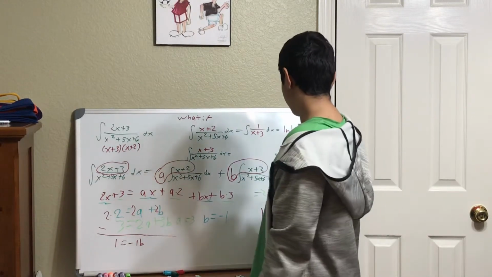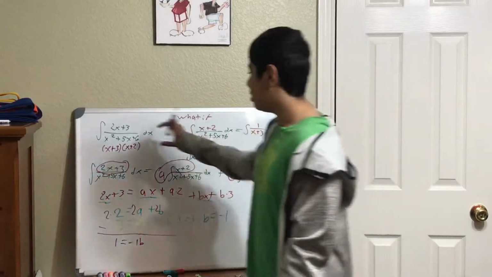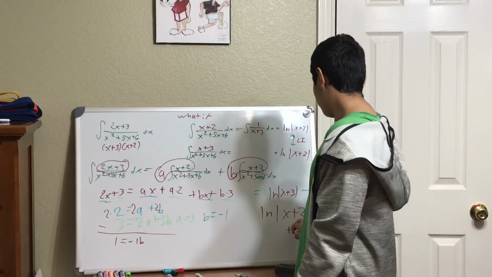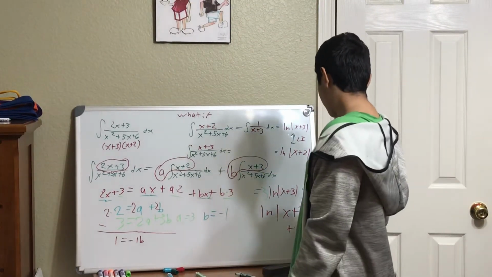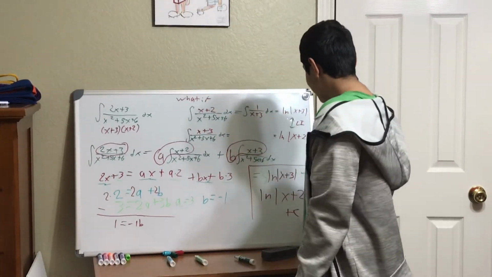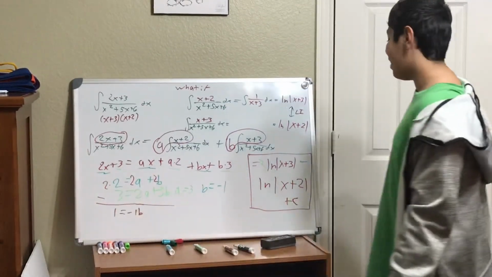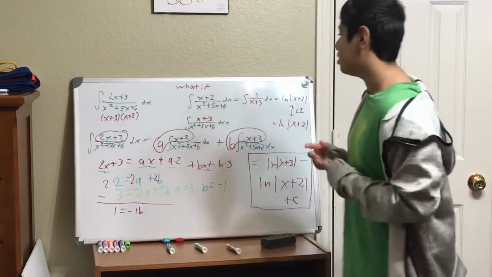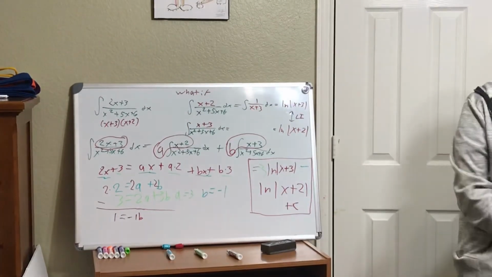And then we can't forget, if we're asking what function when you differentiate it you get this, it doesn't matter if it's off by a constant, so plus c. And that is the answer. So, super cool method. It's up to you guys to check by differentiation if you get that. But okay, that's it.